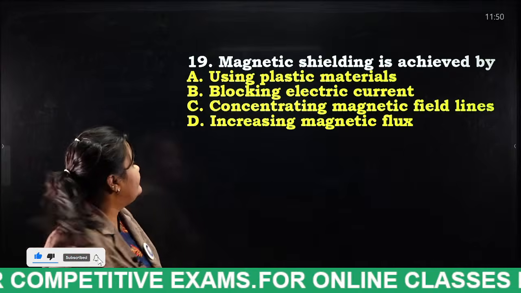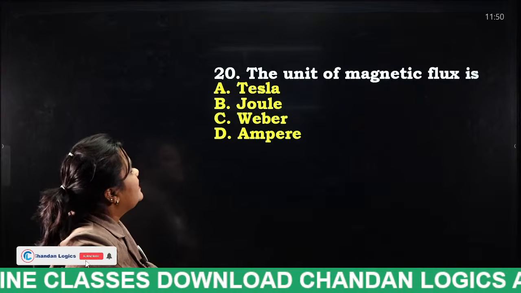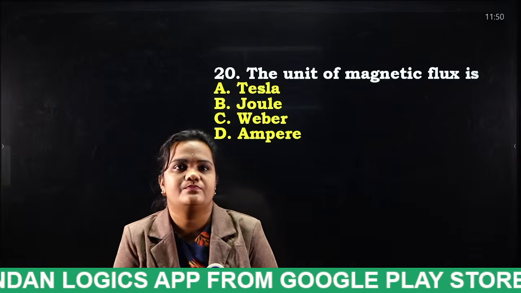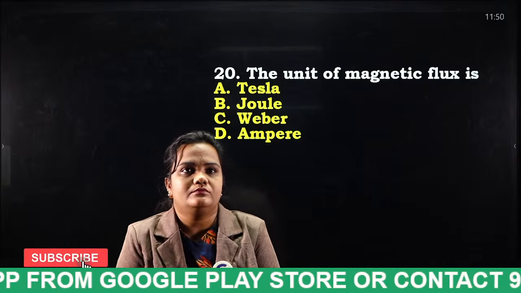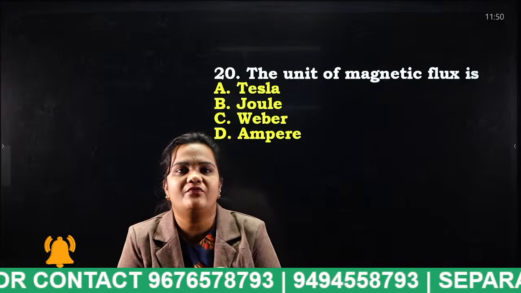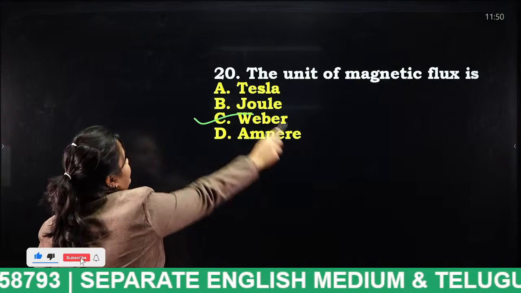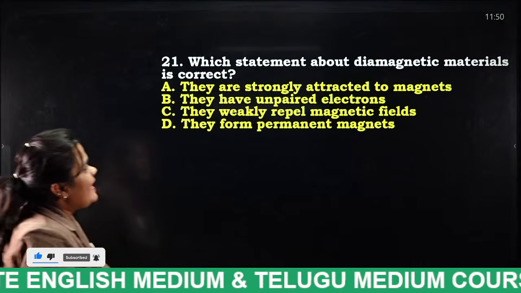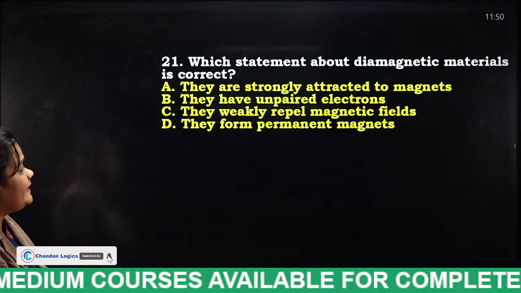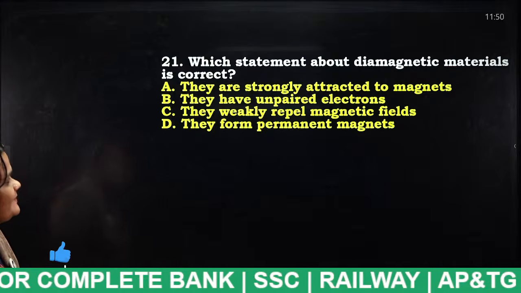So, tell me, students, very good, concentrating magnetic field lines. The unit of magnetic flux is Tesla, Joule, Weber, Ampere? The unit of magnetic flux is... Tell me, students, some more 5 questions we have. Very good, Weber. Which statement about diamagnetic materials is correct? They are strongly attracted to magnets, they have unpaired electrons, they weakly repel magnetic fields, they form permanent magnets.